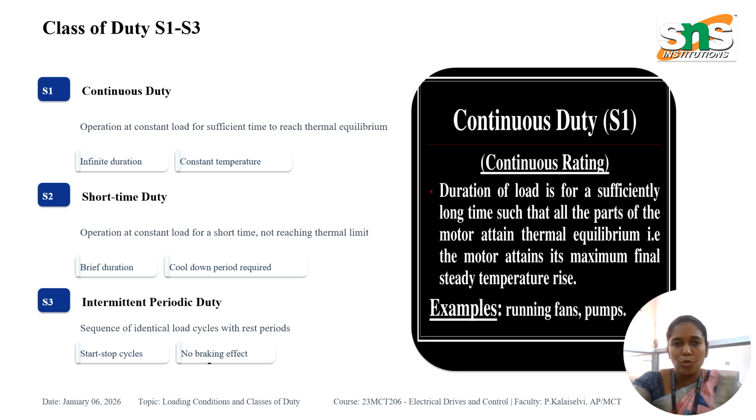S2 is short time duty. Here the motor runs for a short time, which does not reach a thermal limit, then the motor is switched off for cooling. Gate motors and valve actuators are short time duty. Third, S3 is intermittent periodic duty. Here repeated start-stop cycles occur, which include rest periods. There is no electric braking. So heating depends on the duty cycle percentage.